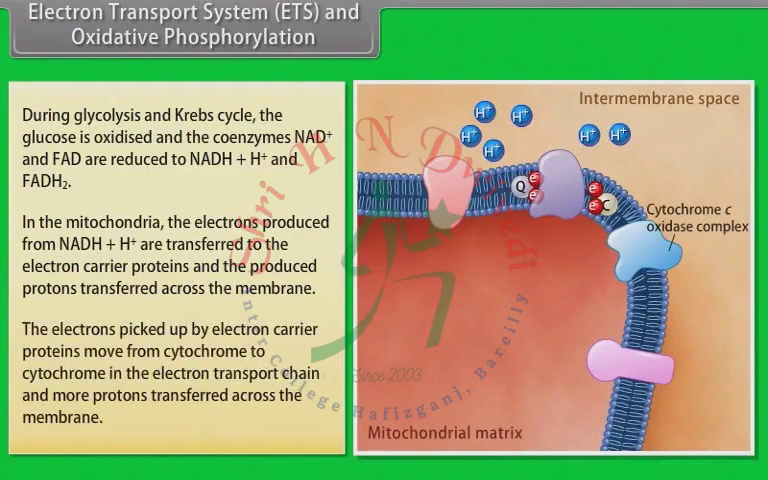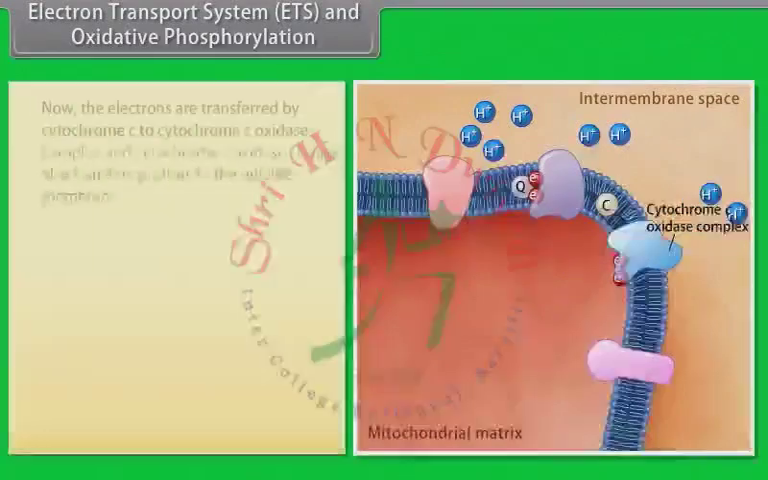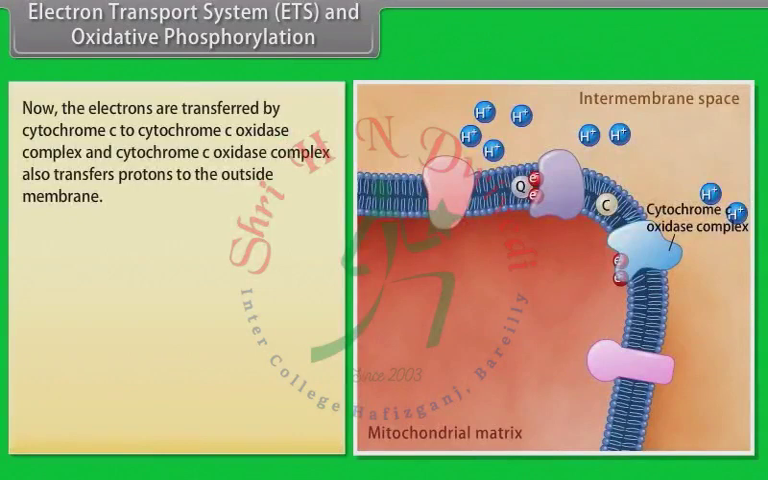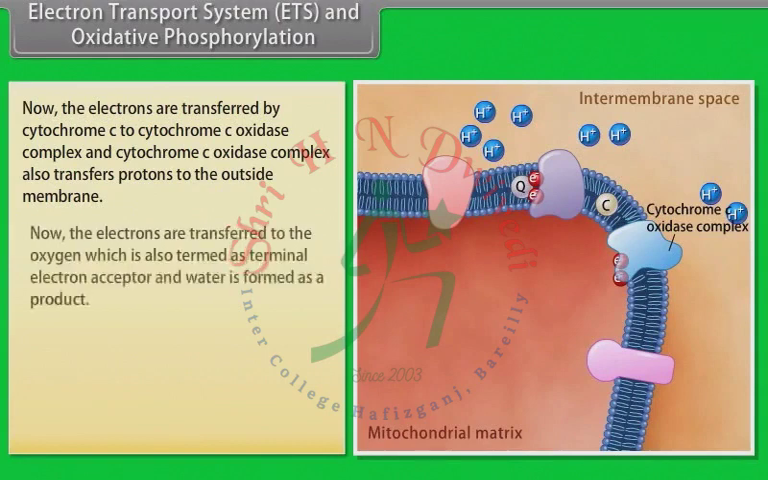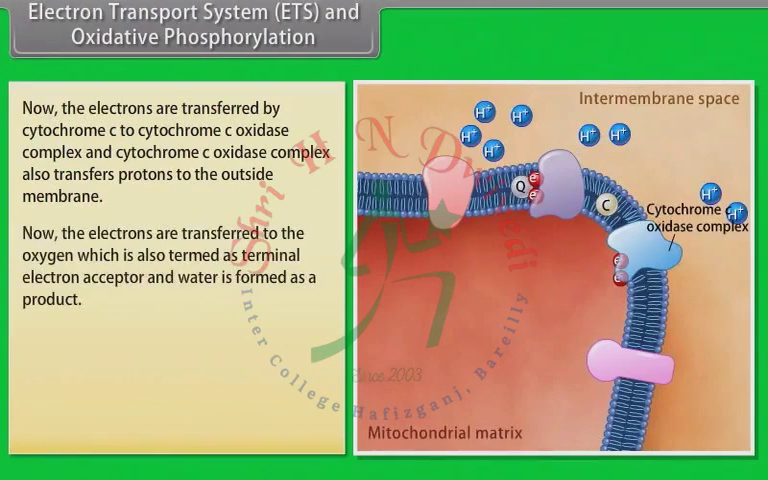The electrons picked up by the electron carrier proteins move from cytochrome to cytochrome in the electron transport chain, and more protons are transferred across the membrane. Now the electrons are transferred by cytochrome C to cytochrome C oxidase complex, and cytochrome C oxidase complex also transfers protons to the outside membrane. Now the electrons are transferred to the oxygen, which is also termed as terminal electron acceptor, and water is formed as a product.